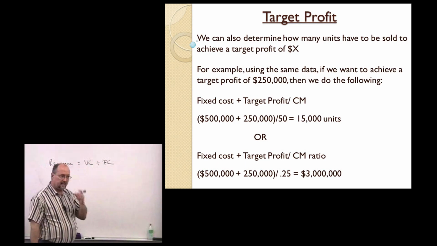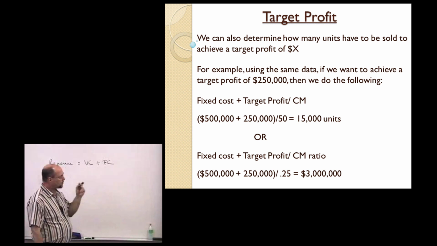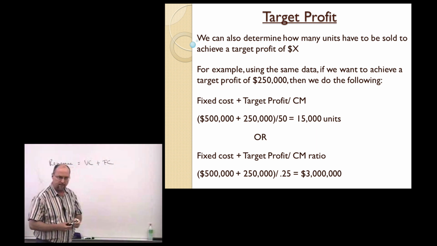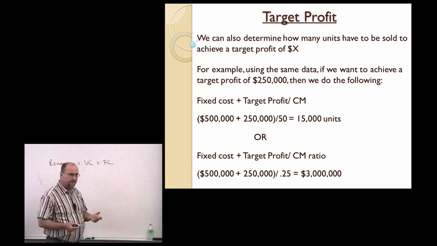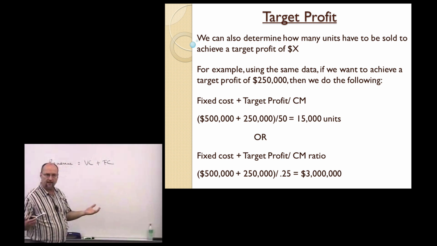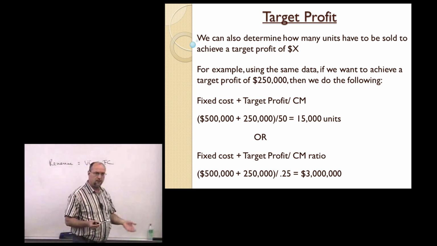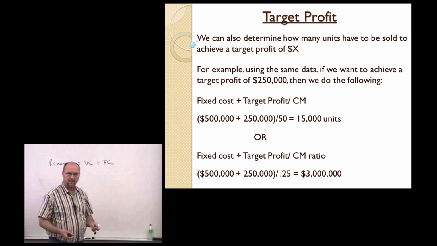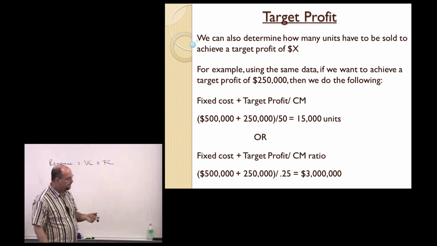From this, we can also factor in what we call target profit. And don't let fancy terms get you rattled. This simply says, hey, if I want to make $100,000 in profit, how many units do I have to sell? If I want to make $1 million in profit, how many more units would I have to sell? And we just do a slight modification of the formula, and we can figure this out.